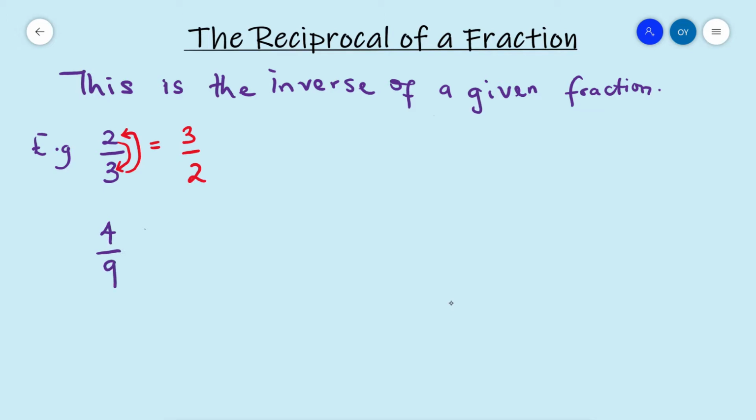Now we have 4 over 9. The inverse of this fraction is 9 over 4, and it's called the reciprocal of 4 over 9. So the reciprocal of 4 over 9 is 9 over 4. We have another example, 15 over 3. The reciprocal or the inverse of this fraction is 3 over 15.